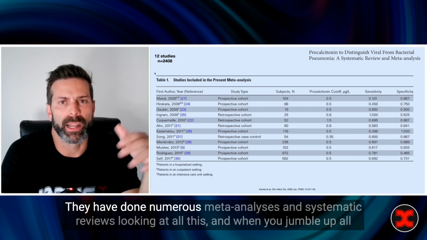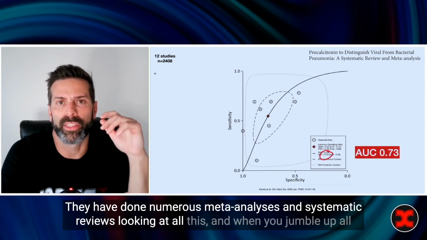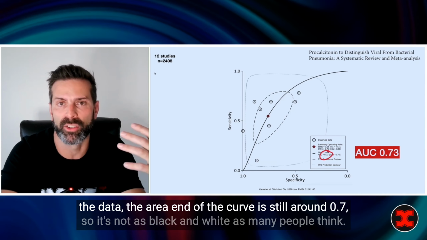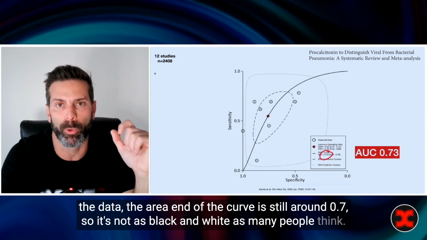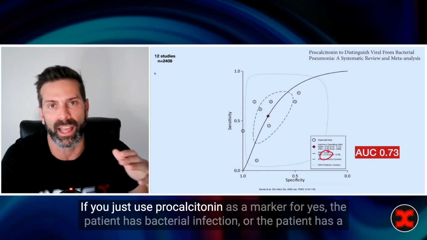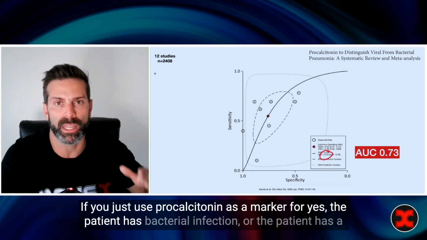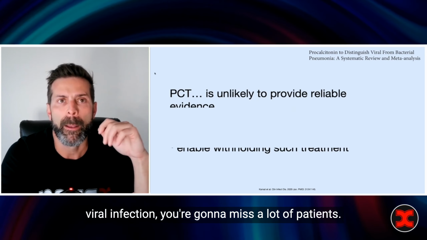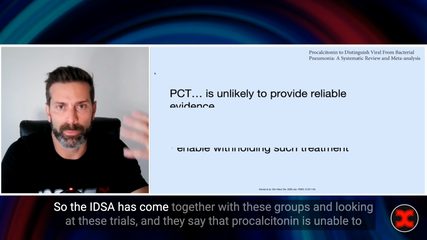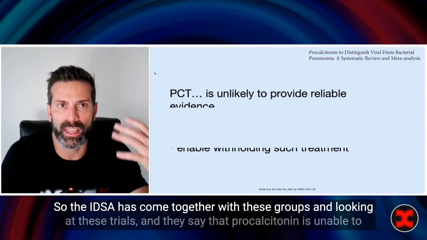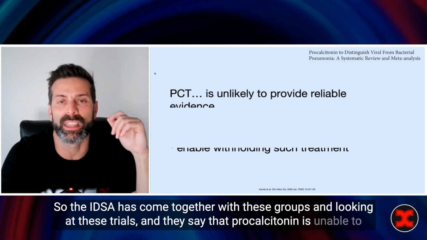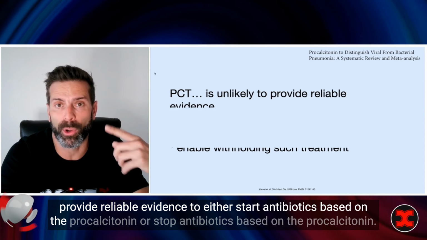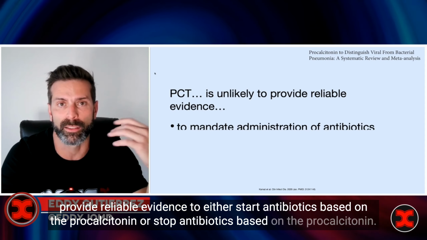They have done numerous meta-analyses and systematic reviews looking at all this, and when you jumble up all the data, the area under the curve is still around 0.7. So it's not as black and white as many people think. If you just use procalcitonin as a marker for, yes, the patient has a bacterial infection or the patient has a viral infection, you're going to miss a lot of patients. So the IDSA has come together with these groups and looking at these trials, and they say that procalcitonin is unable to provide reliable evidence to either start antibiotics based on the procalcitonin or stop antibiotics based on the procalcitonin.